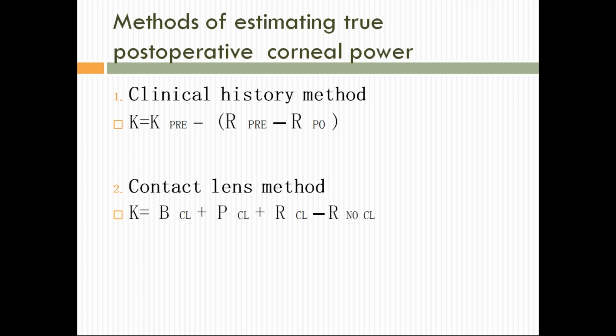Similarly, if there is a hyperopic shift in refraction, then the base curve of the contact lens is less than that of the cornea by the same amount as the shift. So the post-operative K reading can be obtained by the formula: base curve of the contact lens plus power of the contact lens plus spherical equivalent with contact lens minus spherical equivalent without contact lens.